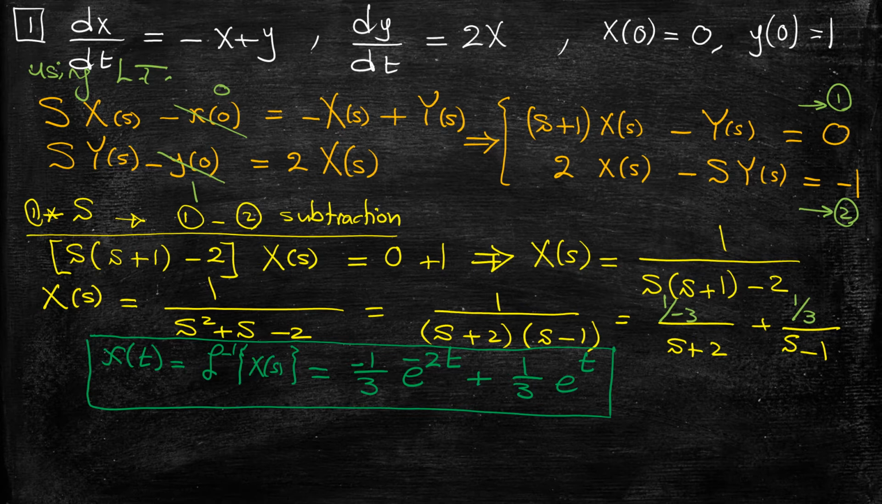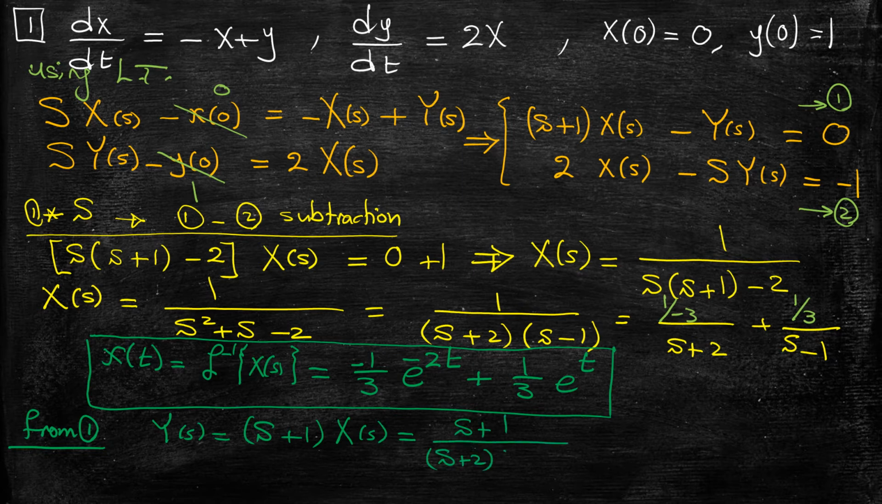The second question will be how to get y. So again, you have to get y using either substitution in the t domain in the differential equation itself, or in the s domain you can use any function like this, y of s from equation number 1. You can get this y of s equal s plus 1 multiplied by x of s. Means it will be s plus 1 over s plus 2 divided by s minus 1.